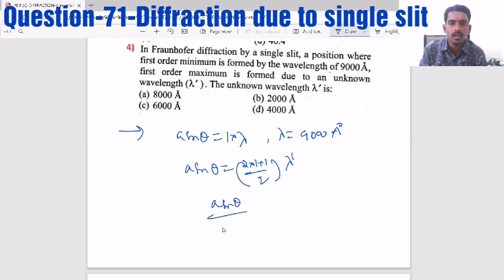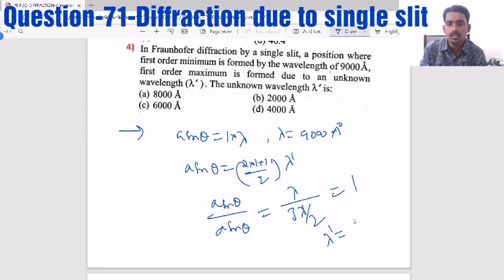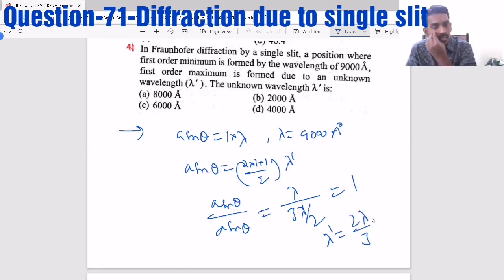Like A sin theta by A sin theta equal to lambda by 3 lambda dash by 2. So that equal to 1. So lambda dash will become 2 lambda by 3. So that you will get the 6000 answer. But here you have to understand that both are forming at same angular position, so that theta is same for both the wavelengths.